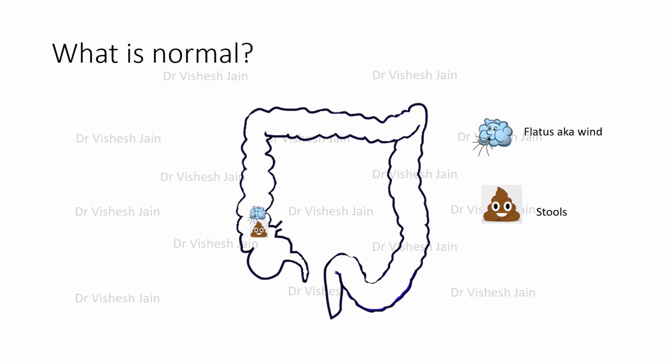Large intestine is the last part of our digestive system. Water and electrolytes are absorbed from this part, and liquid waste is turned into solid as it moves further down. Here you can see the contents, stools, also known as feces, and the cloud representing the flatus, also known as wind or gas, and these are pushed down to the anus.